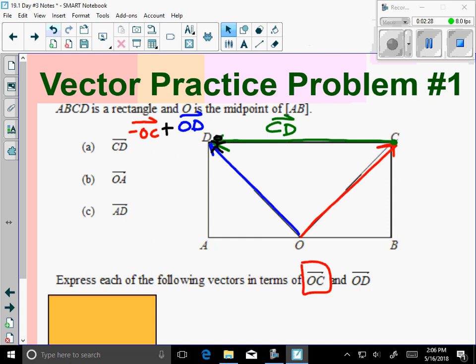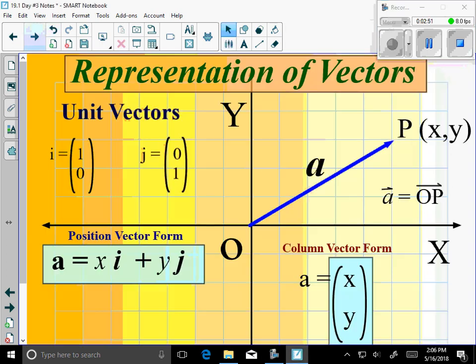Someone last hour said, couldn't you just write it like this? The answer to that would be what? No, because this right here is not OC. You have to write it in terms of OC and OD. So this would be no good. Scratch that. Okay, let's keep moving to the new materials.